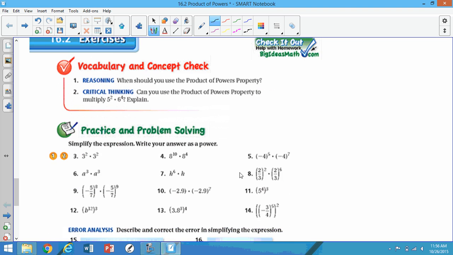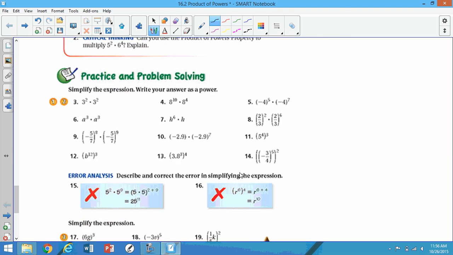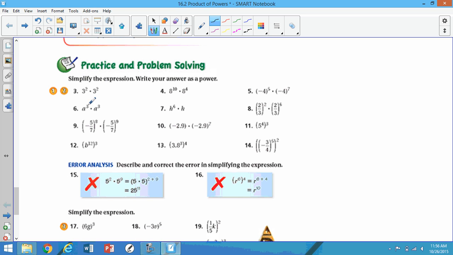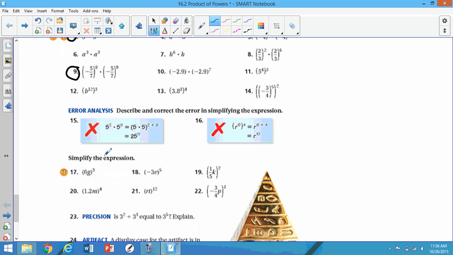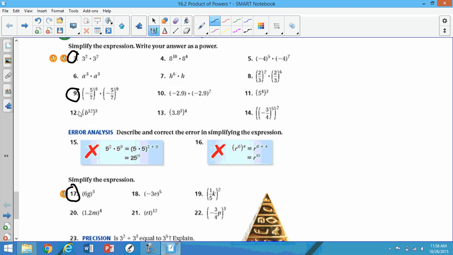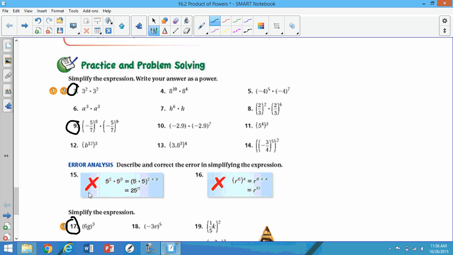Let's jump down to your practice problems. I want you to do these for tomorrow. I would like you to do number 3. Let's try number 9. And then I would also like you to do number 17. 3, 9, and 17. Bring those back completed for tomorrow.